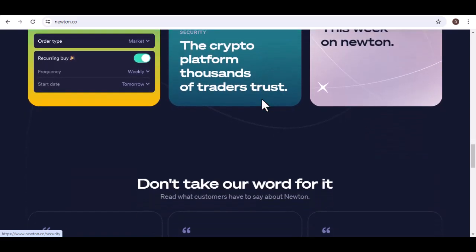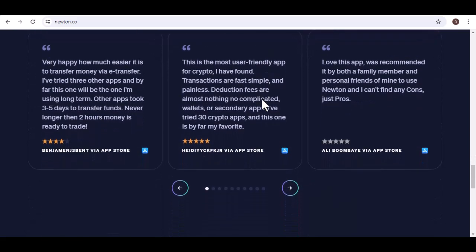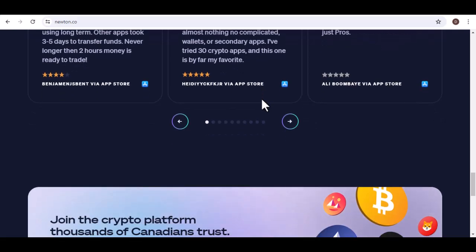If you have any further questions about Newton crypto withdrawal fees or need more specific information, be sure to check Newton's website or contact their customer support.